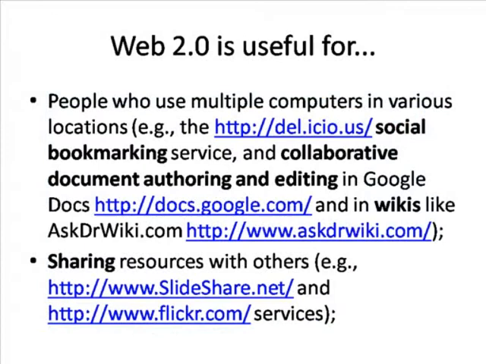Now back to our presentation. Web 2.0 can be useful for people who use multiple computers in various locations. For example, the Delicious social bookmarking service is one such application useful to people on the move. There are also collaborative document authoring and editing applications like Google Docs and spreadsheets, and like wikis.